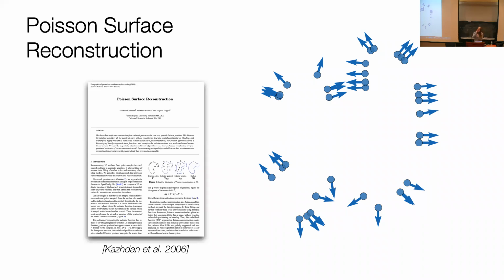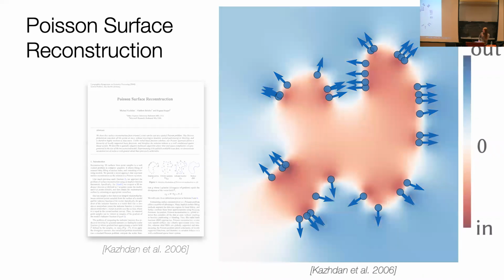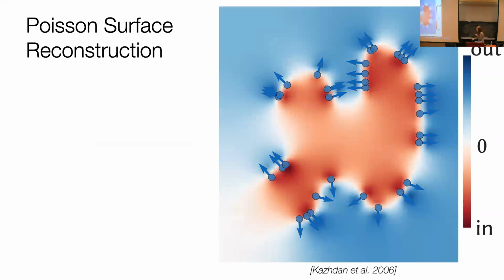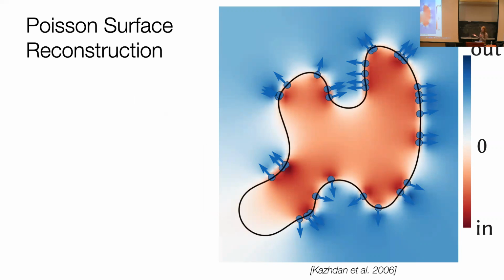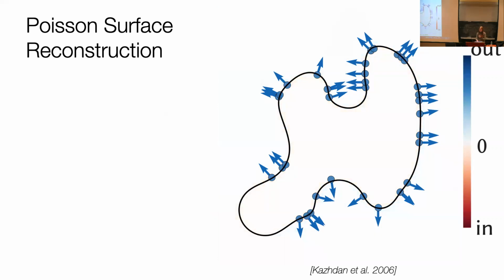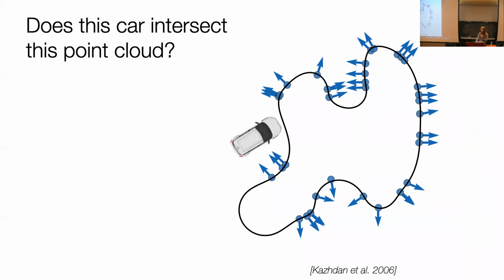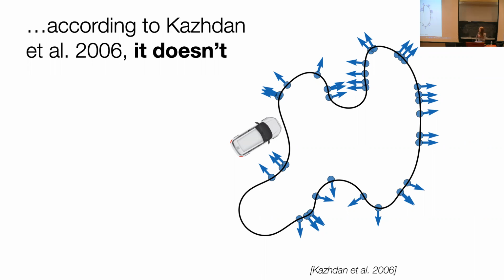So the way this algorithm works is that it uses the point cloud to get a scalar field. It looks like this, a scalar field that is negative inside the shape and positive outside the shape. And by that definition, the zero level set of this scalar field, the points that have value 0, is the reconstructed surface. So there we go. Using Poisson reconstruction, we get a surface. Does the car intersect the surface? Well, it doesn't, right? It's clearly outside of the Poisson reconstruction surface. So at least we can formulate an answer, according to Gaussian et al. It doesn't. So good. We can go home.